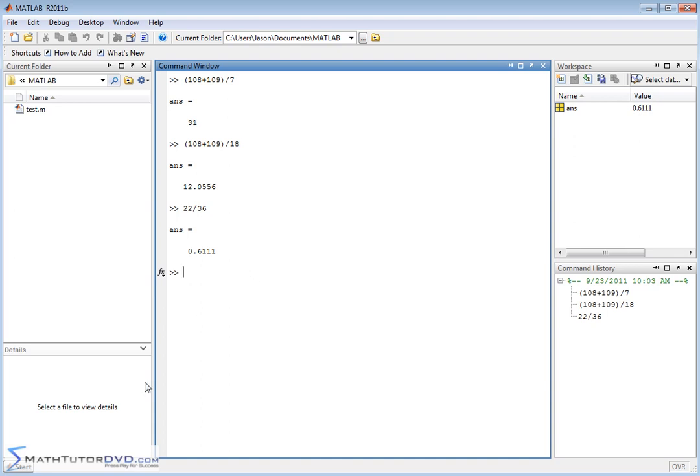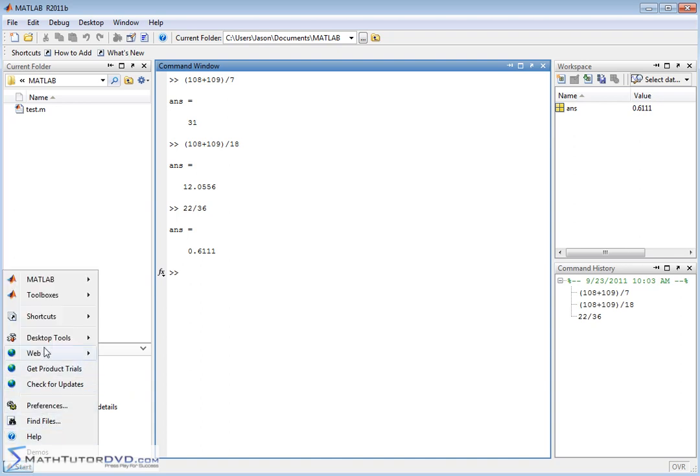So the way you check is, if you notice at the lower left-hand corner, there's a Start menu. If you click that Start menu and go up to the top, it'll say Toolboxes, and when you hover over it, notice it says Symbolic Math. That means that on this computer I have MATLAB installed. I also have the Symbolic Math Toolbox installed.